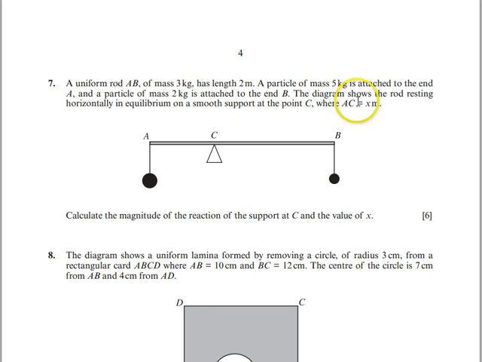The diagram shows the rod horizontally and in equilibrium on a smooth support at point C, where AC is x. So this distance is x, and we know there's going to be a reaction here acting upwards to hold it in equilibrium. So calculate the magnitude of the reaction at the support at C and the value of x, which was this distance here. So let's go back to our problem now.